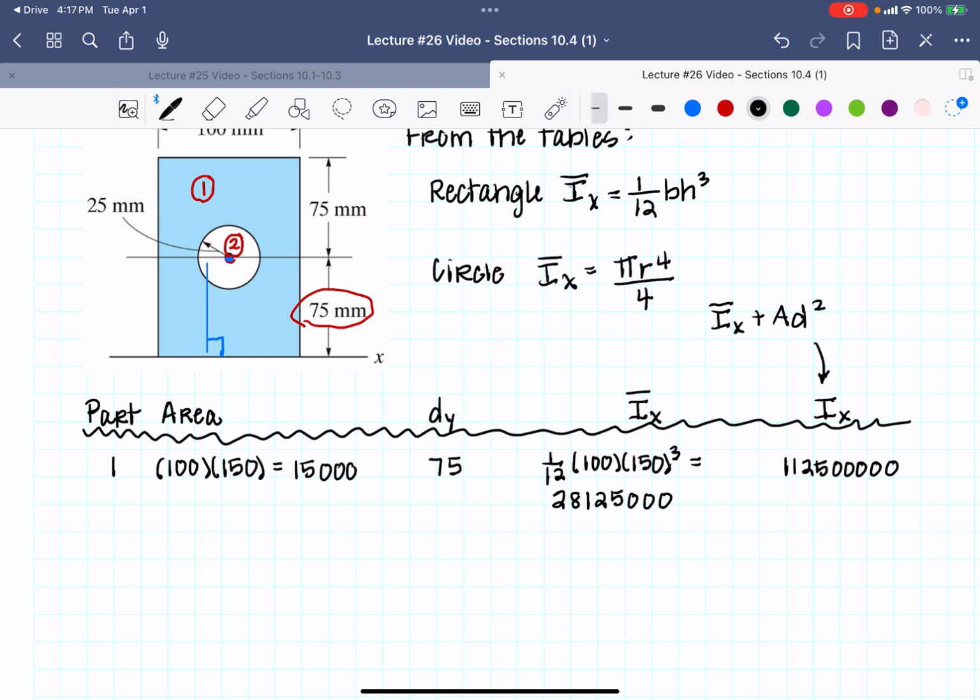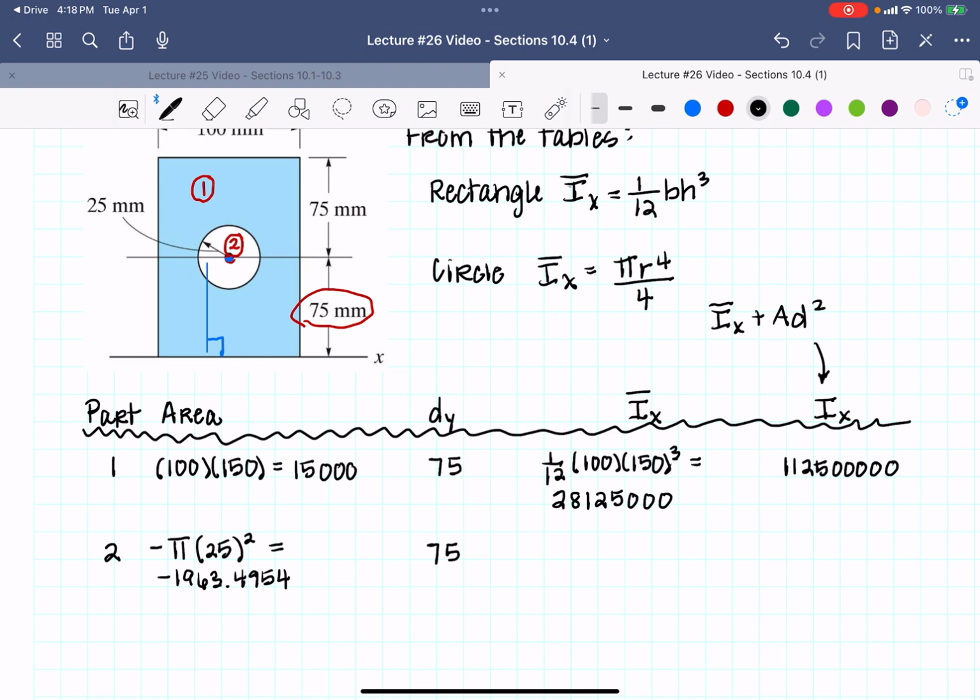Now I need to do part 2. Remember, it's going to have a negative area because I'm taking it out of the shape. So it's going to have a negative, and the area of a circle is negative pi r squared, which r is 25 squared, which equals negative 1963 with some change. And my distance again to its centroid is 75 millimeters from the x-axis, since we're doing I of x.